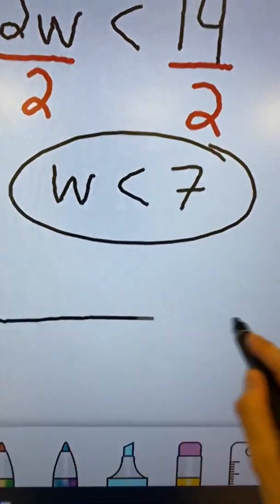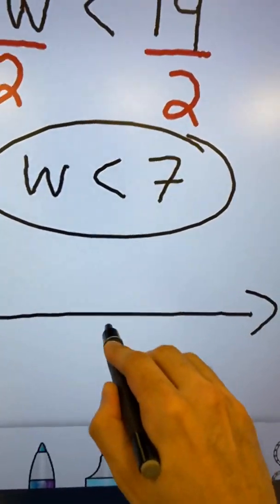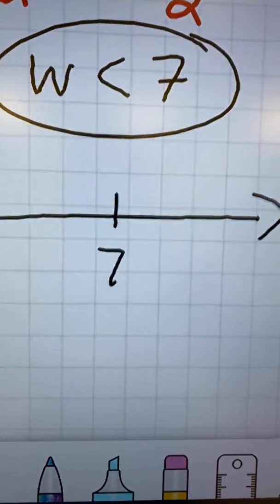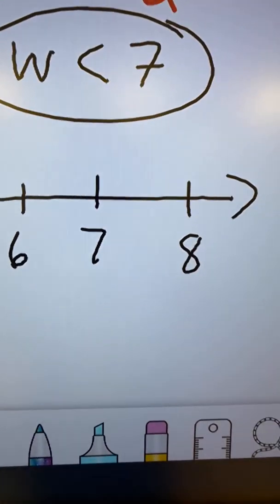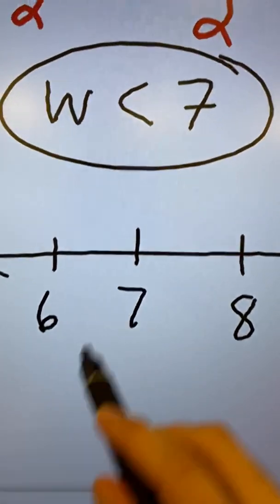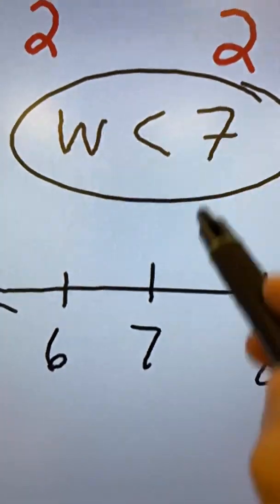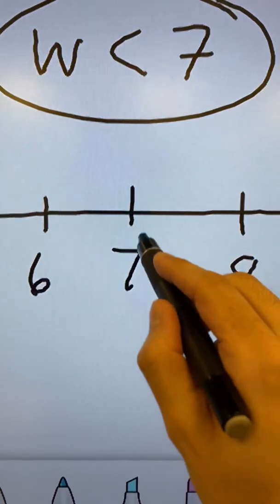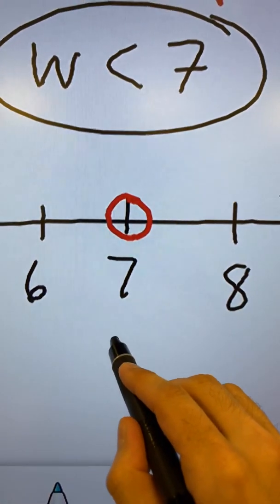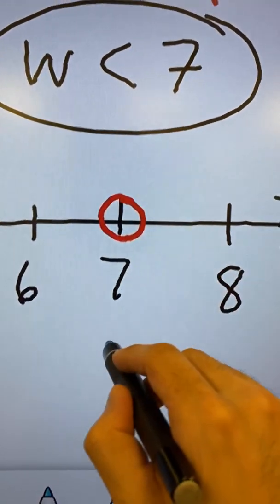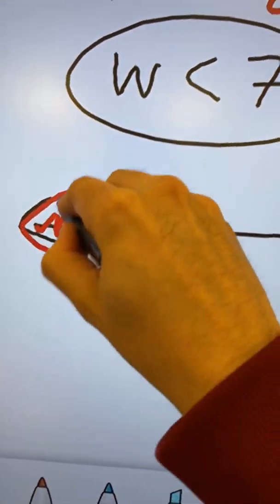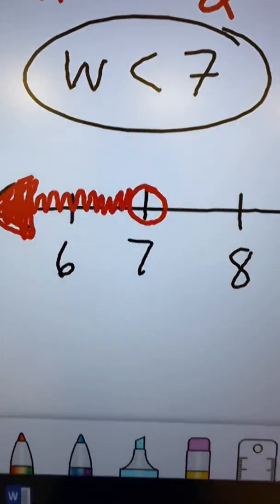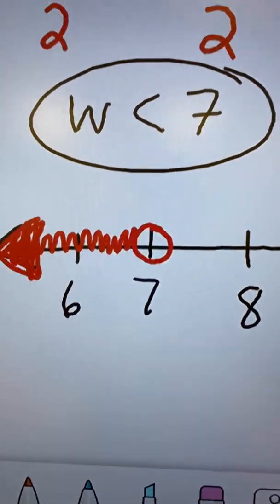And I'm just going to do a quick sketch of this on a graph. So 7 goes in the middle. I'll put a 6 here and an 8 here. And then now I've got to look at my inequality. Numbers less than 7 are solutions. Numbers less than 7 means I'm not including 7, because it's less than, so it cannot be included. And then less than will be in this direction here. So that's the solution set to the inequality that we started with.